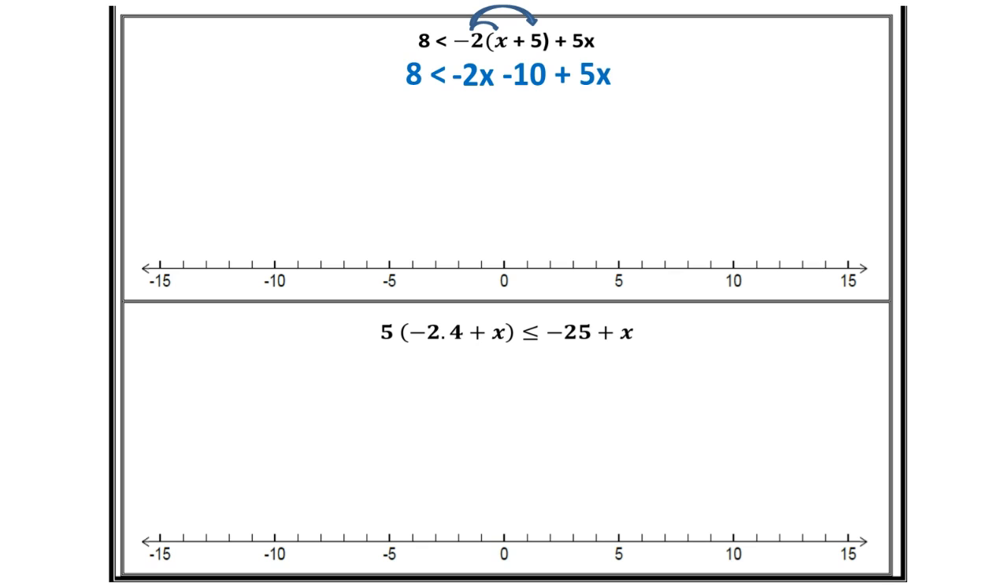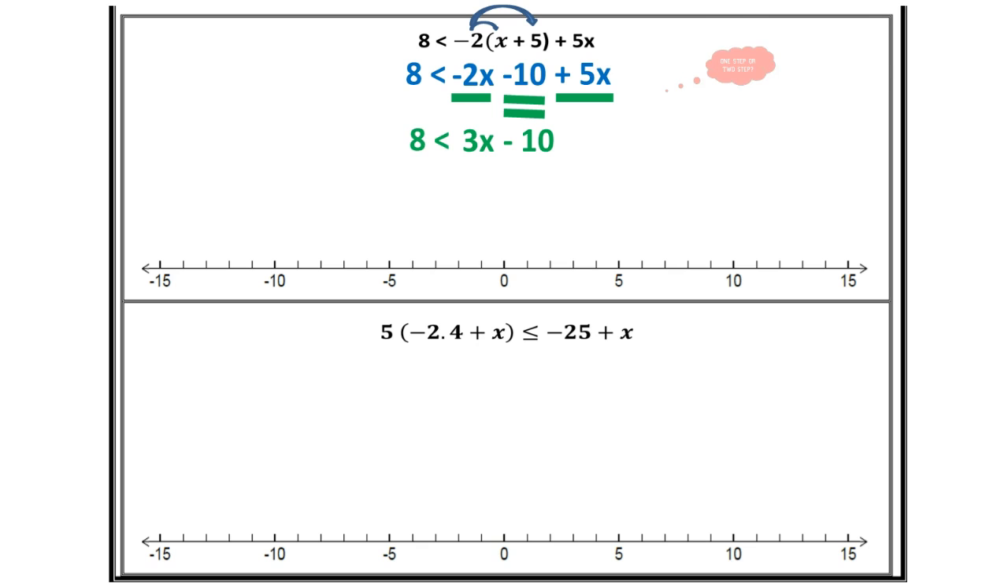Plus 5x, 8 is less than. I can combine like terms. There's nothing to combine on the left. It's already simplified on the left. But I can combine like terms on the right. Negative 2x and 5x. Negative 10 is a constant. So negative 2 plus 5, I add my coefficients, I get 3x. Minus 10 is just minus 10. There's nothing to combine there. Anything that did not combine drops straight down.